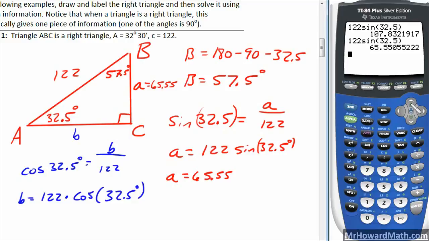So in my calculator, I can actually just highlight this, come over here and get on top of the sine there and just hit cosine and shortcut that a little bit. So that gives me 102.89. So little b is 102.89. And now we have this triangle solved because we have all three sides and all three angles.